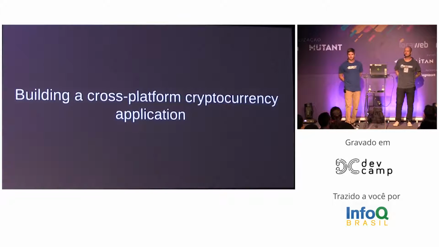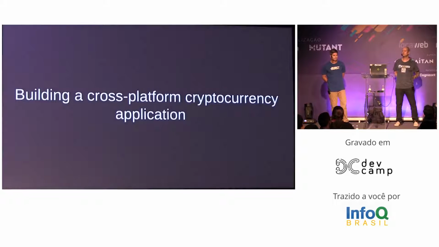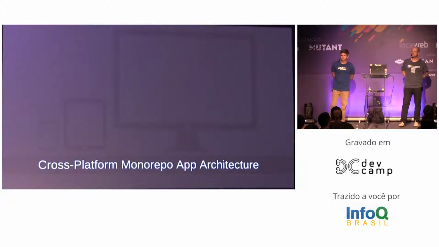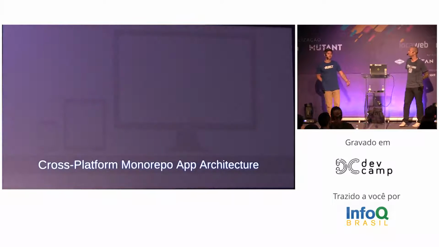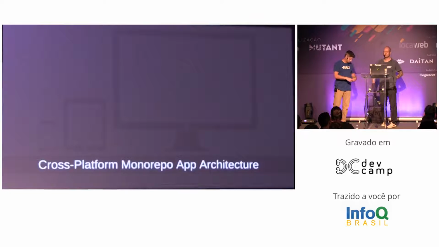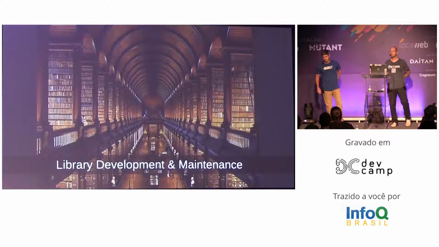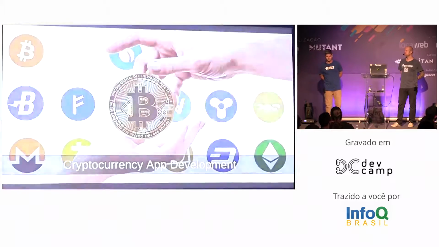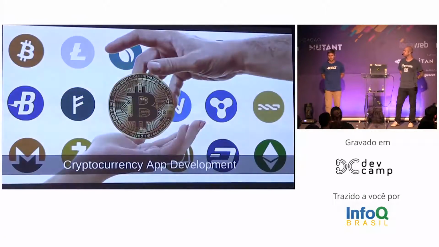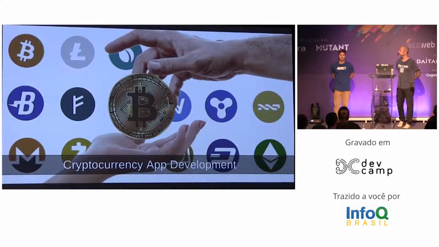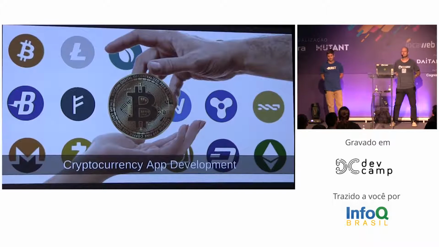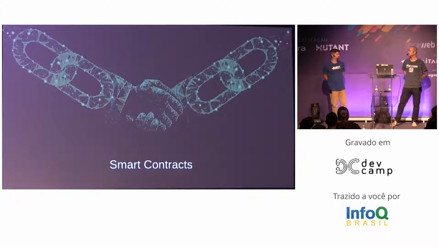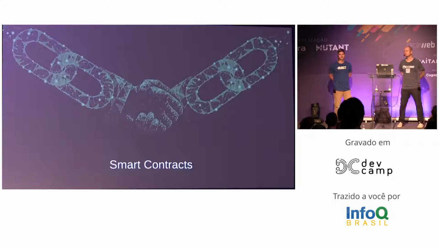Today, we're going to talk to you about building a cross-platform cryptocurrency application. We're going to talk about some things like cross-platform monorepo app architecture. This architecture applies to things beyond a cryptocurrency wallet like you're going to learn about today. We're also going to talk about lessons learned while developing a shared NPM JavaScript library. We're going to talk about cryptocurrency app development in general and how it differs from standard client-server app architectures. Finally, we're going to talk about smart contracts and actually develop and deploy a live smart contract to the blockchain live.